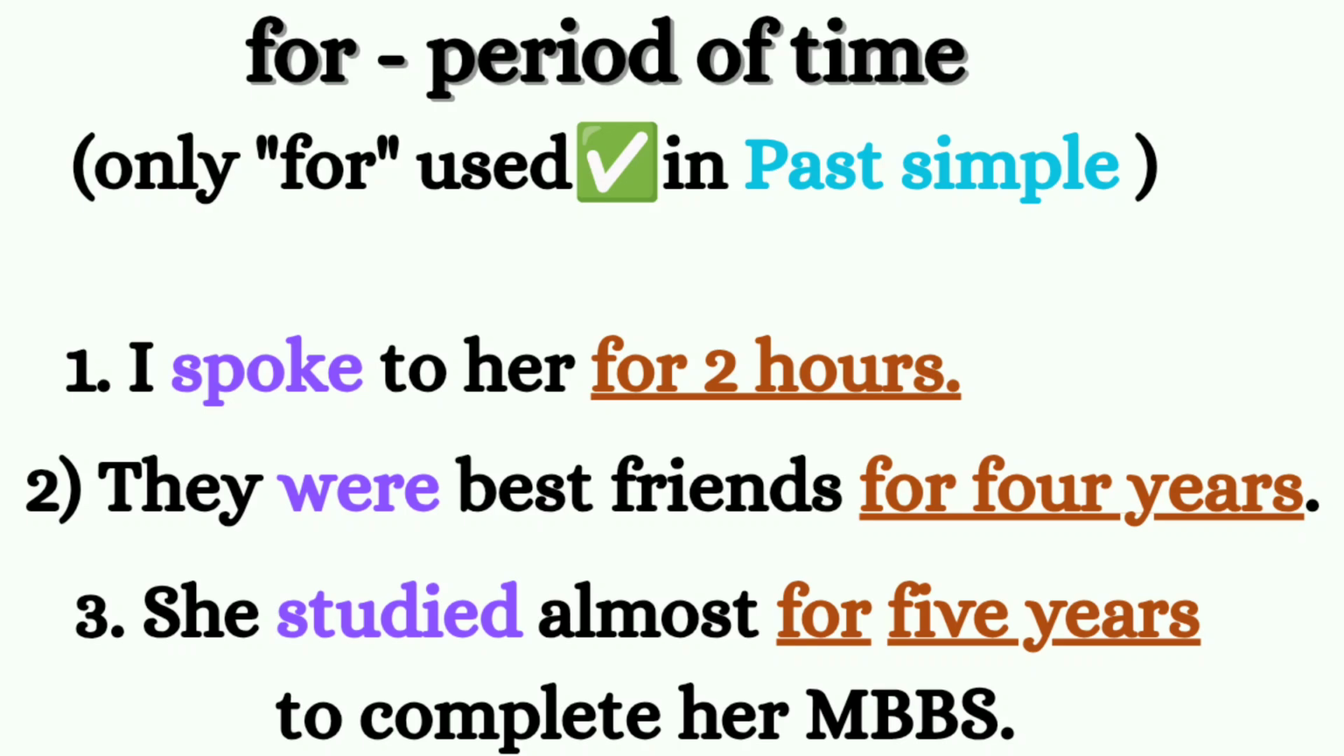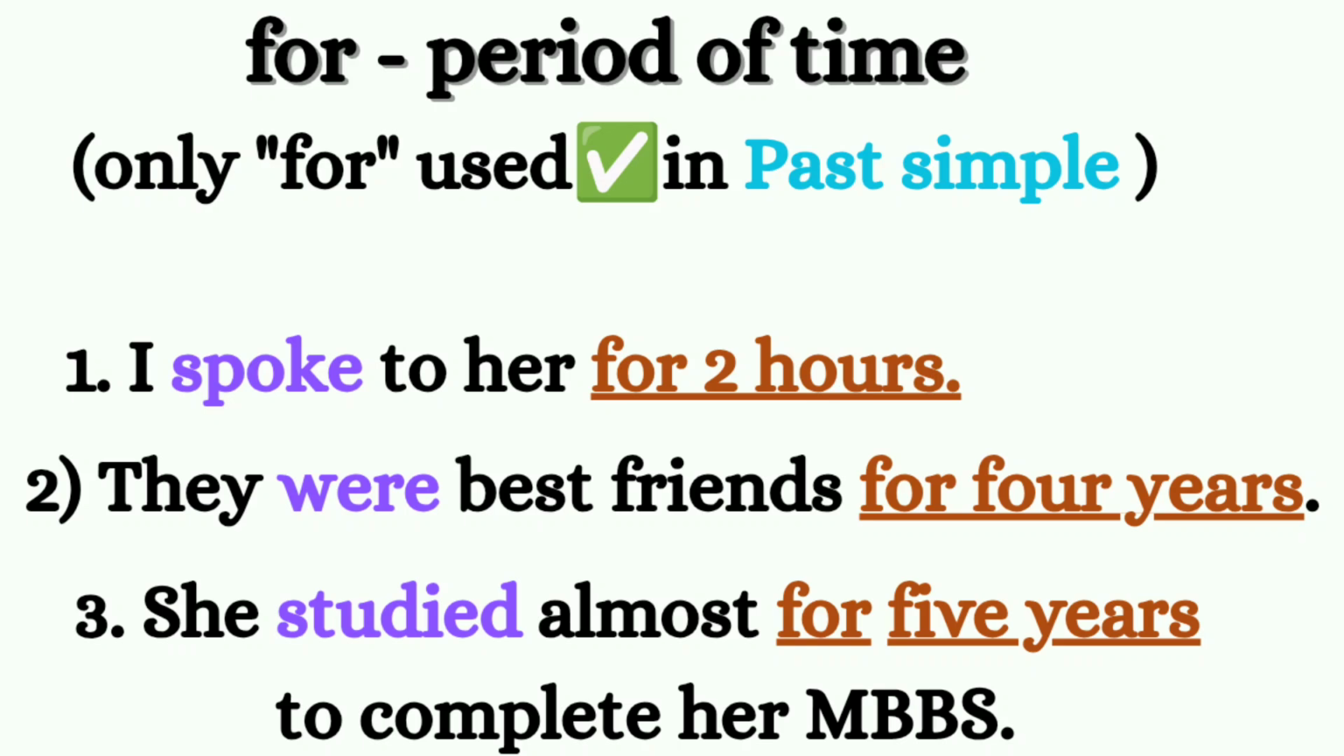Today we are going to talk about the preposition for, especially in present simple and present perfect tense. For used in past simple. So we have two prepositions, for and since. So for is only used in past simple. We cannot use since in past simple.